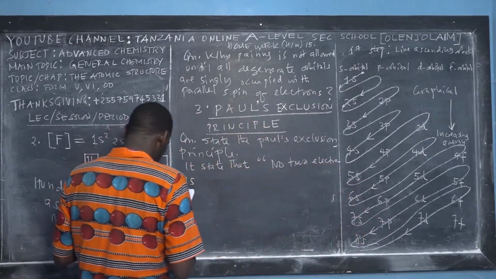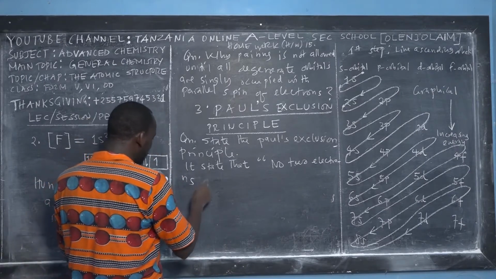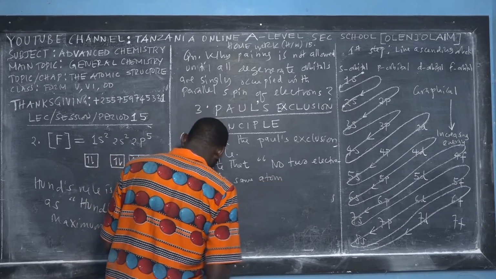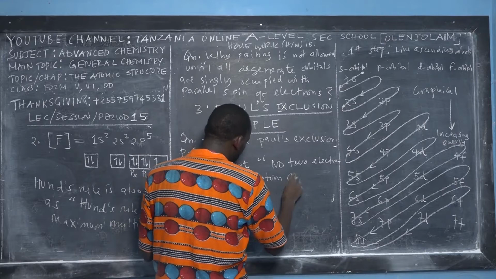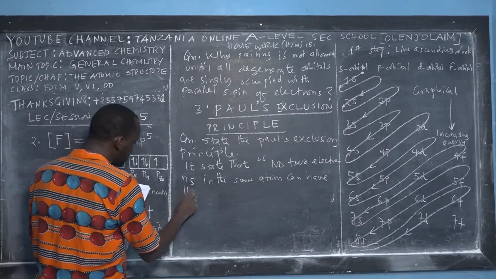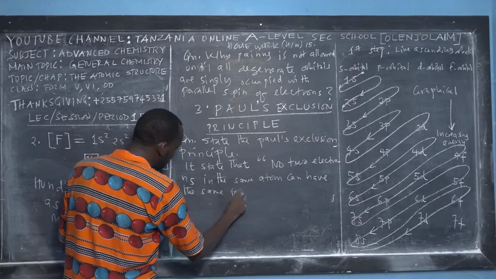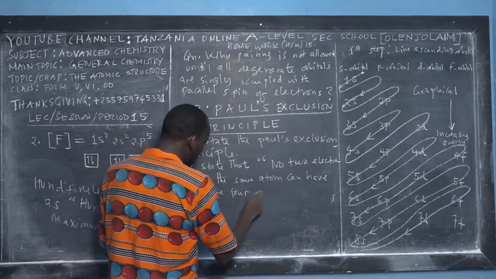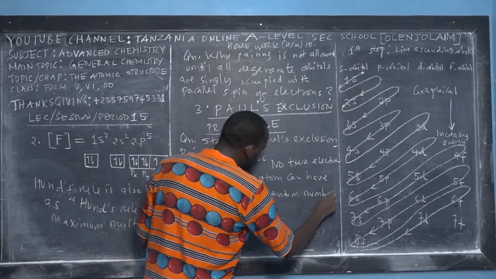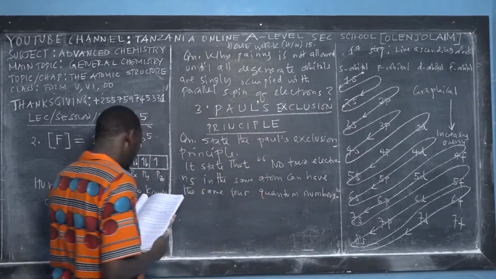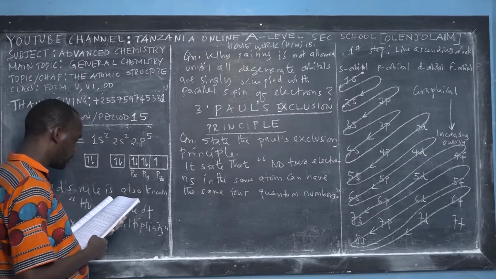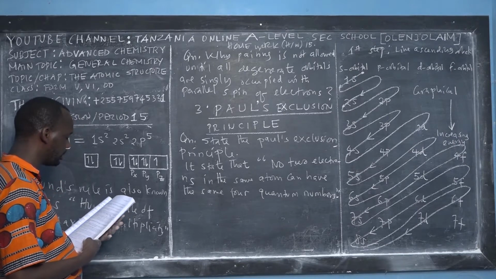Okay, no two electrons in the same atom can have the same four quantum numbers, end of quotation. So according to this form of Pauli's exclusion principle, the four quantum numbers act as a fingerprint or signature of an electron.